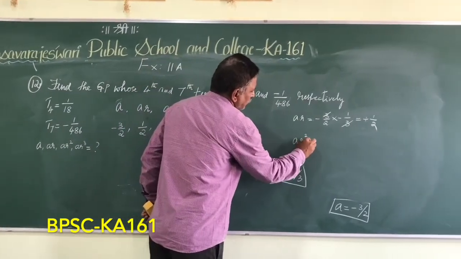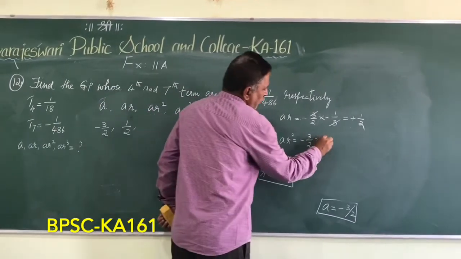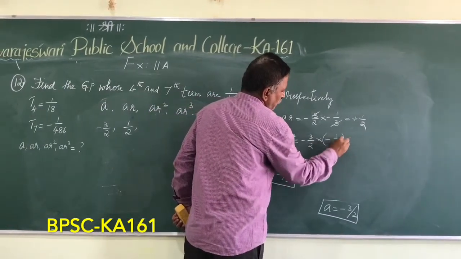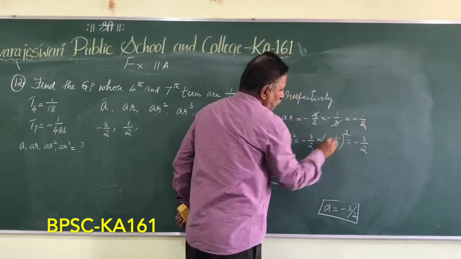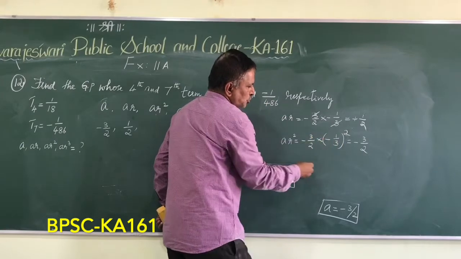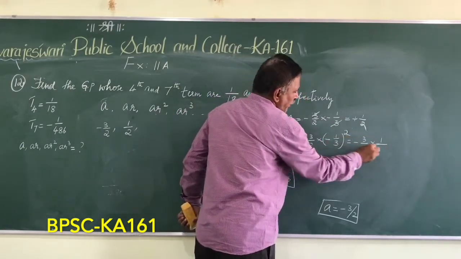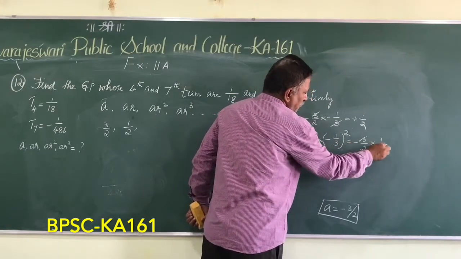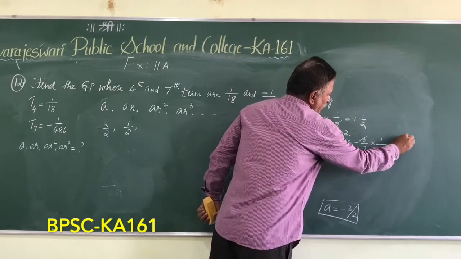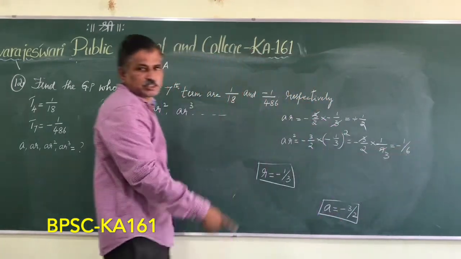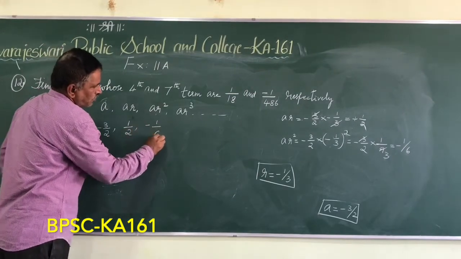Next, AR square. That is A is minus 3 by 2 into R is minus 1 by 3 whole square. So this is minus 3 by 2. Since it is square, negative will become positive, into 1 square is 1 divided by 3 square is 9. 3 1 time, 3 2 times, 3 3 times. That will give you minus 1 by 6. Right?